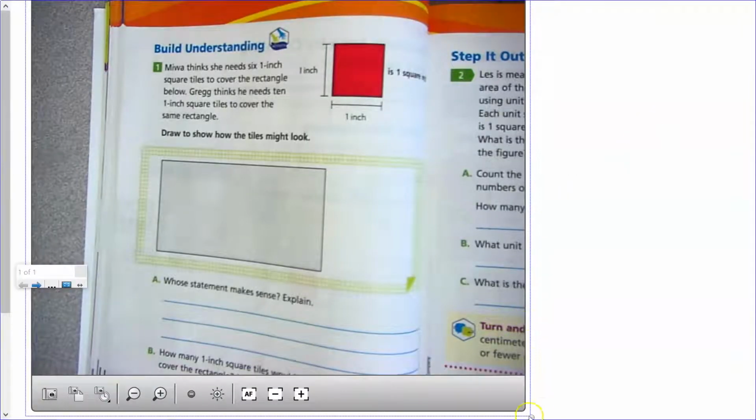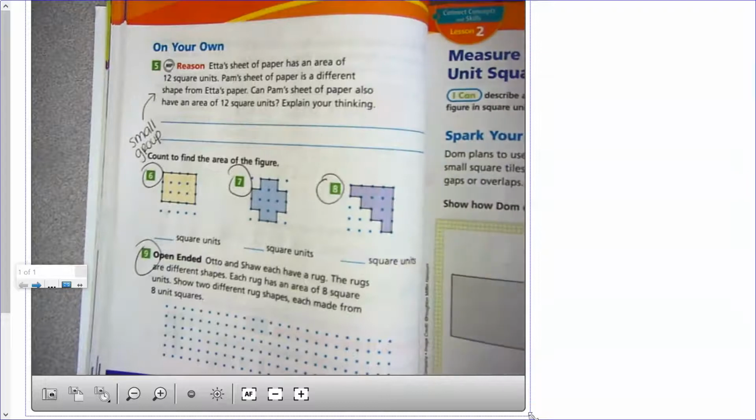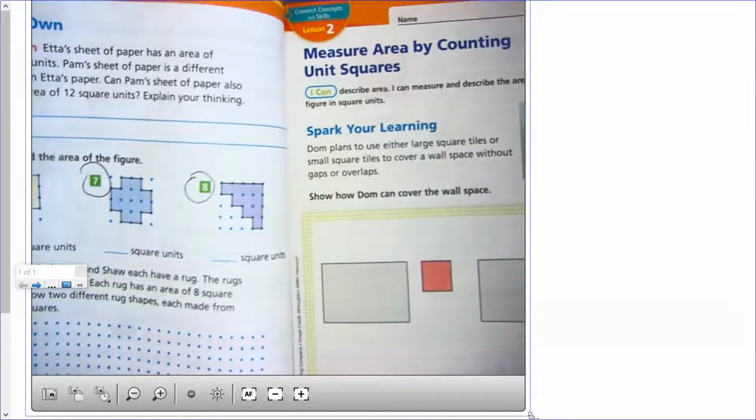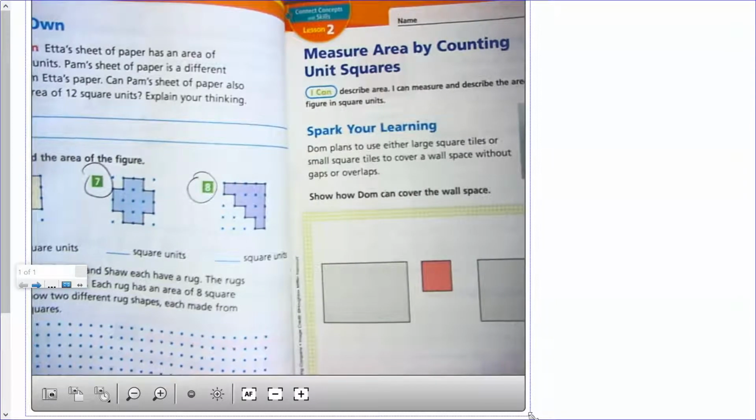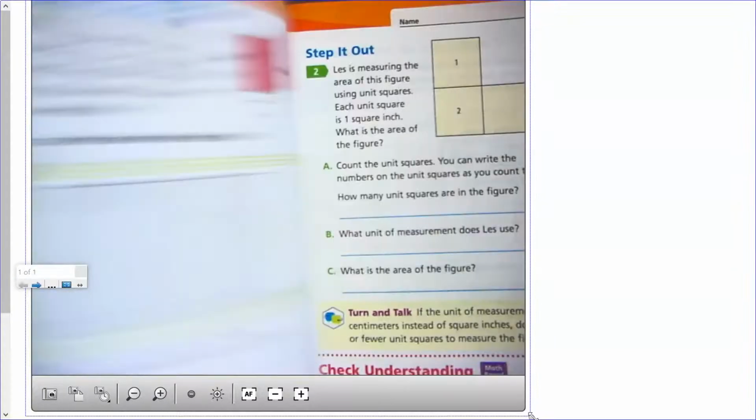Alright, friends, today we're going to talk about measuring area by counting unit squares. Our I can statement is: I can describe area by counting the squares given.